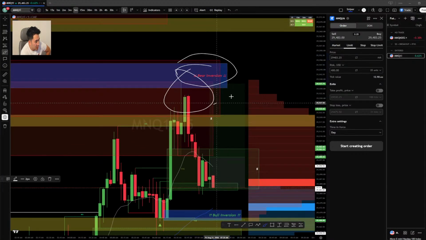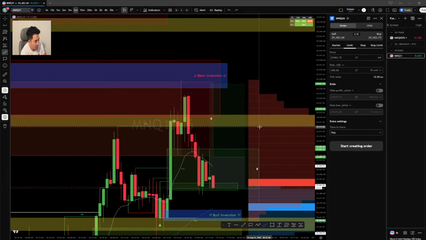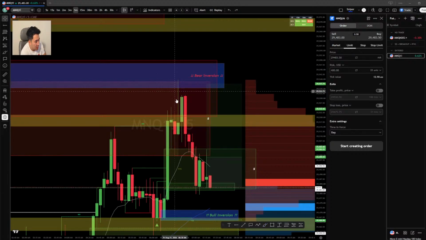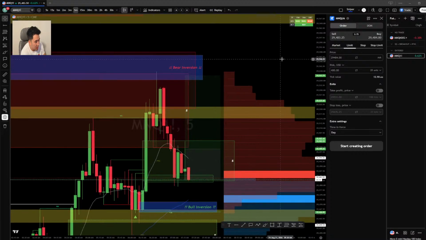bearish inversion with this 1 minute bearish gap as well sitting inside of it. So once it tapped that, I started just trailing that pretty closely.